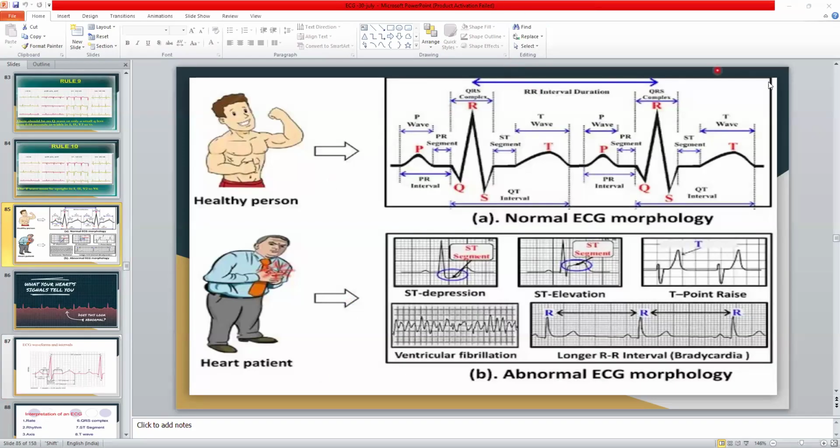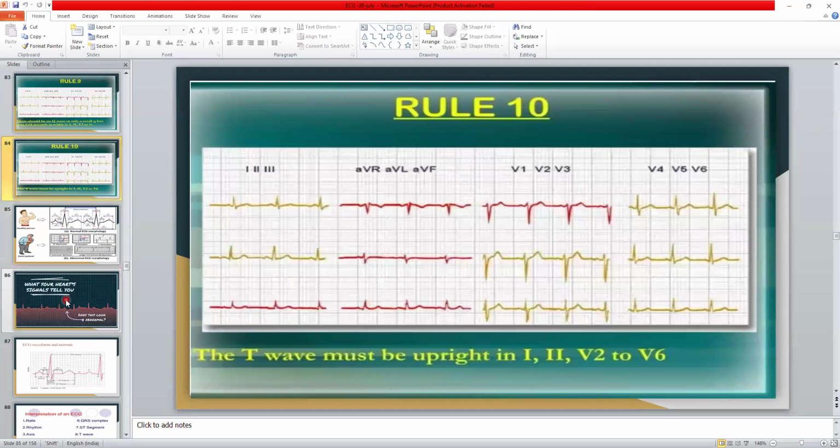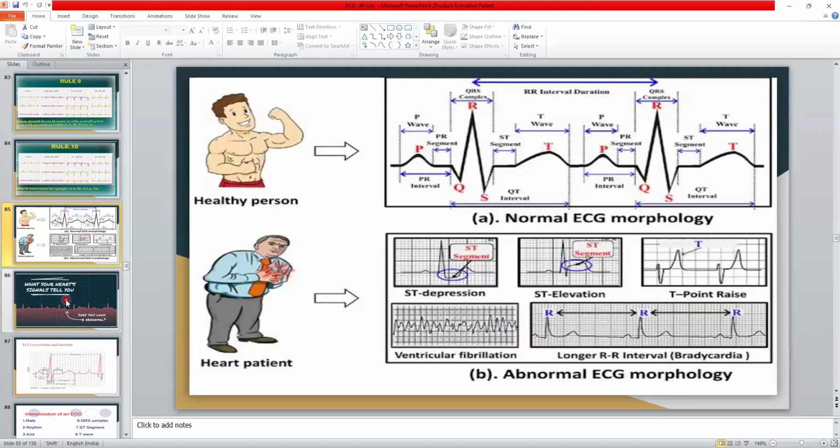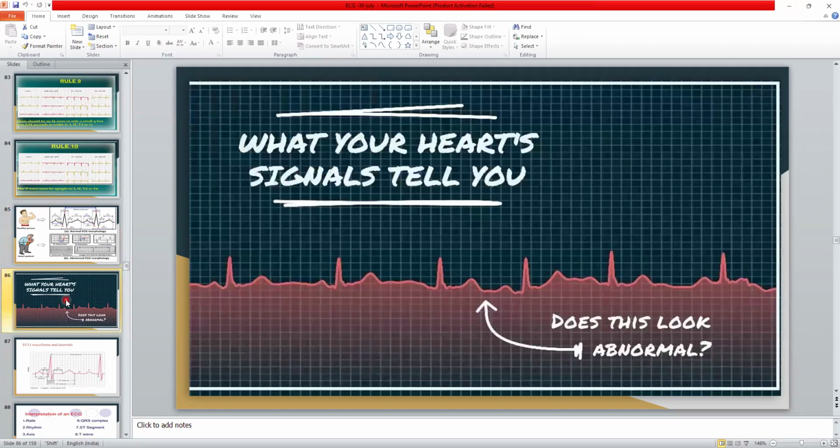This is the normal ECG morphology. Today, we'll discuss the abnormal ECG morphology. Okay? So, what is your heart signaling to tell you?